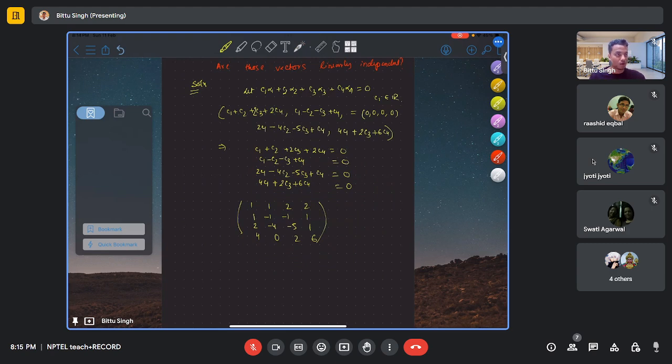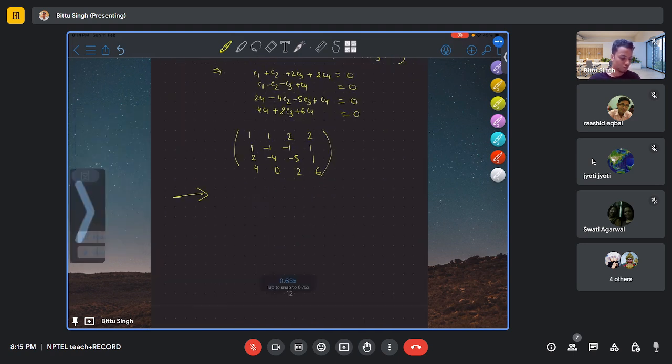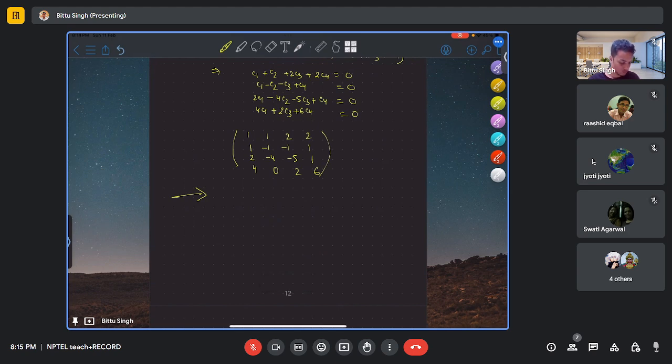Now we need to solve. For solving, we'll perform row operations. So what will be the row operation? It will be 1 1 2 2. Now subtract R2. Yes.